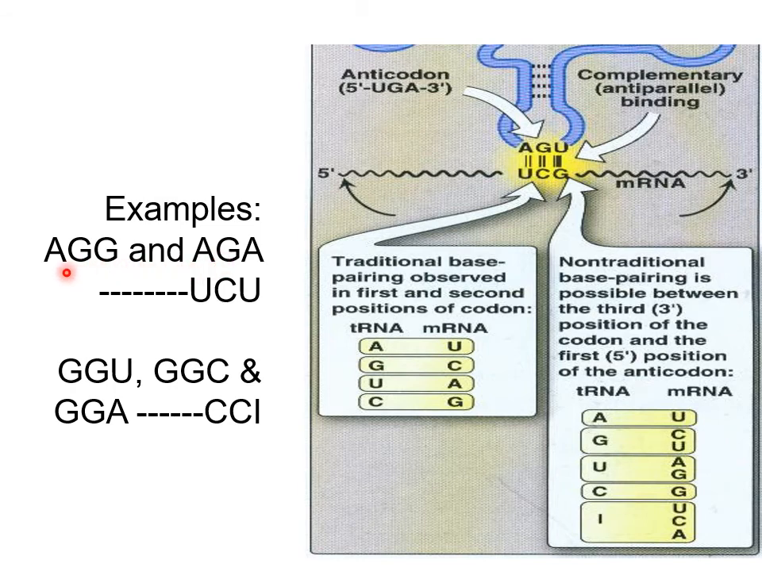Remember, the first two nucleotides are important for determining the amino acid. So AG is common, but the third position can be G or A. Similarly, these three codons, GGU, GGC and GGA, all coding for glycine, can be recognized by the anticodon CCI, where I corresponds to the hypoxanthine nucleotide. So I can base pair with C, U, as well as A.